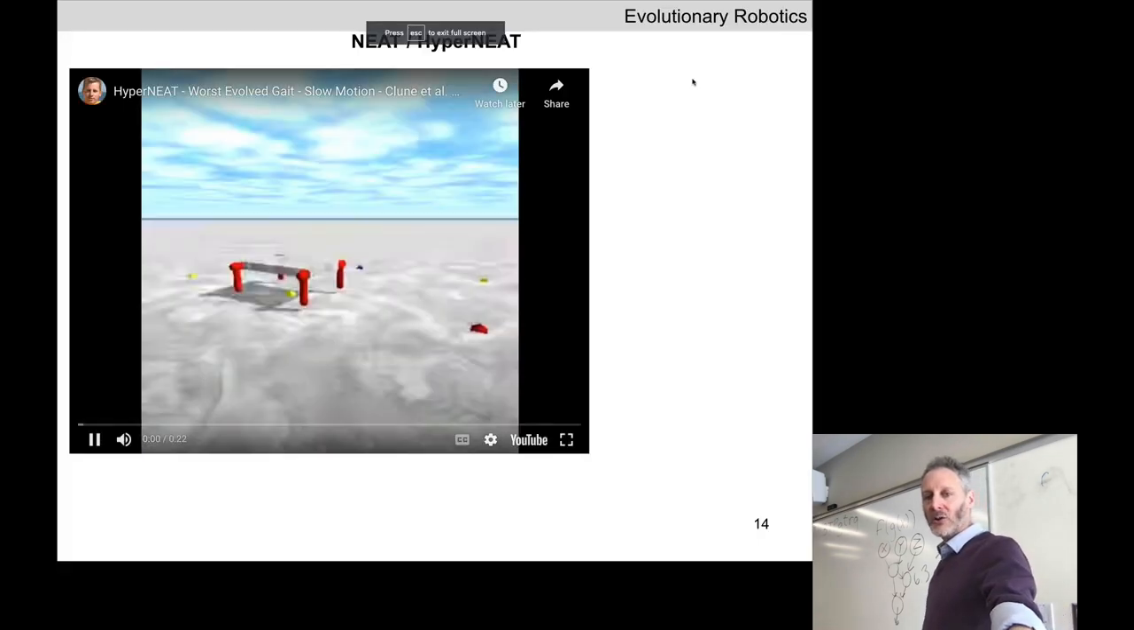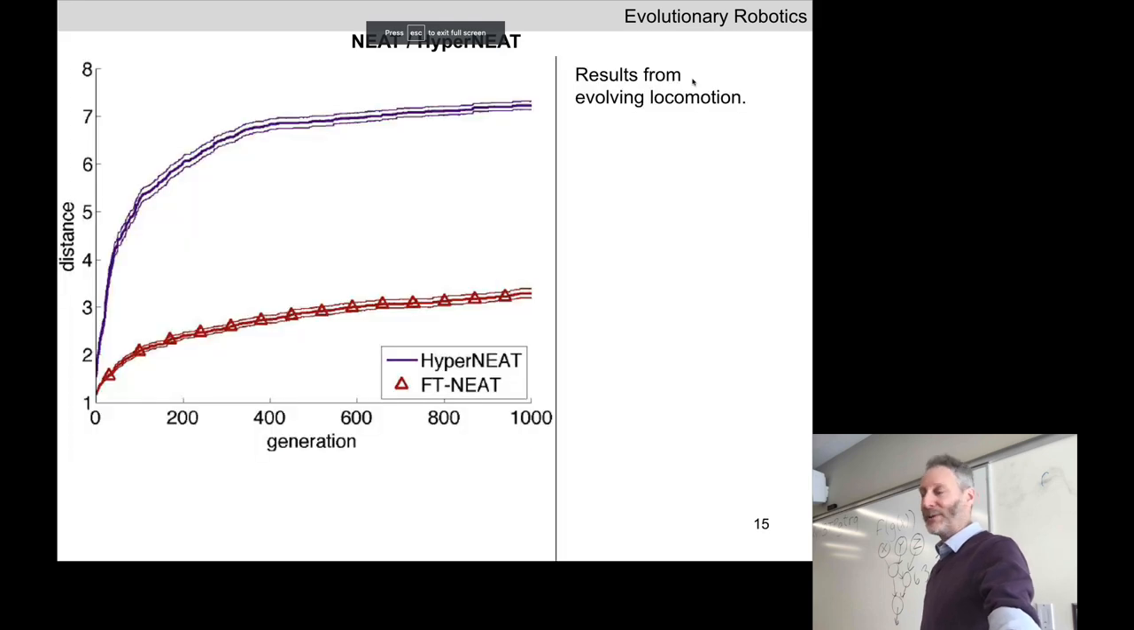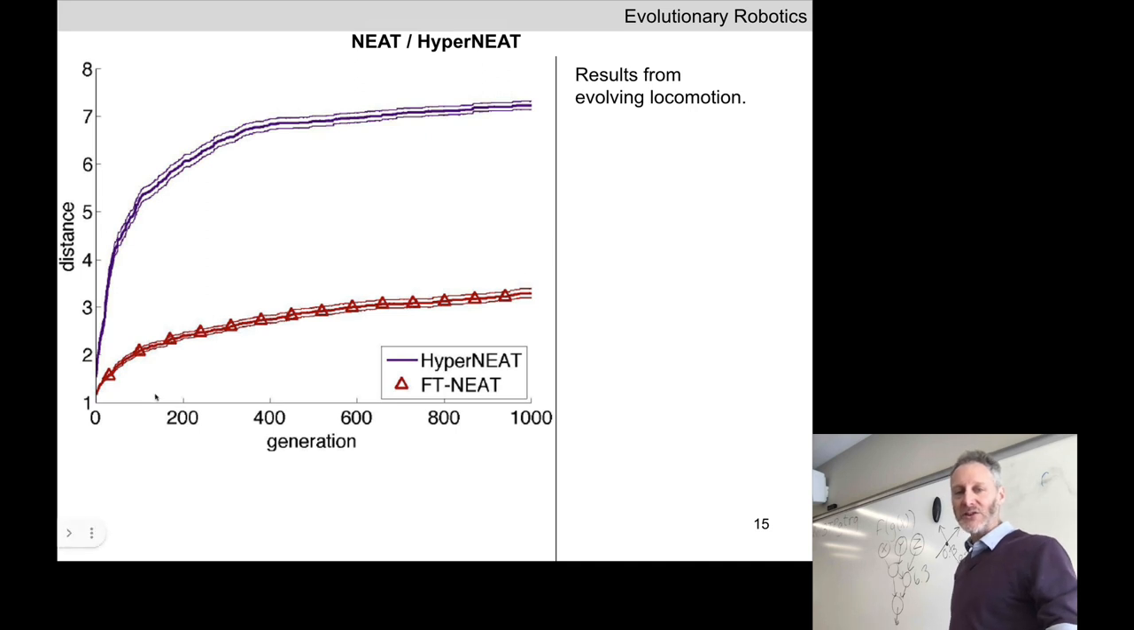So HyperNEAT here, that's the anecdotal evidence, or would have been the anecdotal evidence. Here's the actual data. So here are fitness curves that we've seen before. They ran both evolutionary algorithms for 1,000 generations, and they did multiple runs of A up here in purple and B down here in red. And you can see that after 1,000 generations, the robots evolved using HyperNEAT were traveling at least 7 body lengths. FT-NEAT, not even half as good.